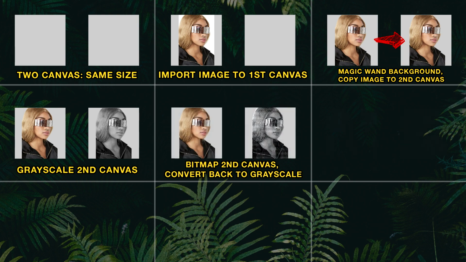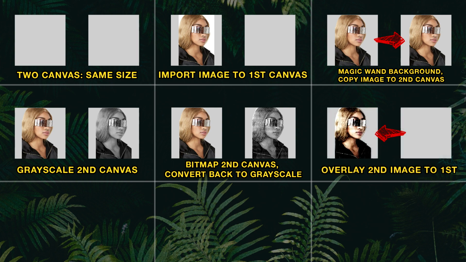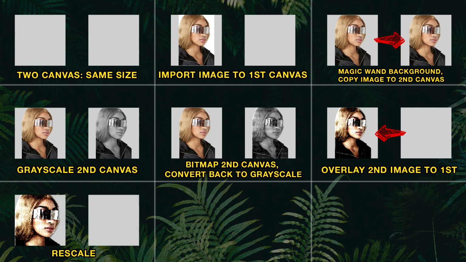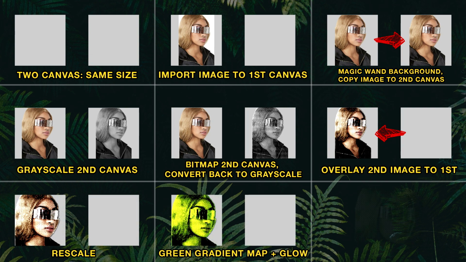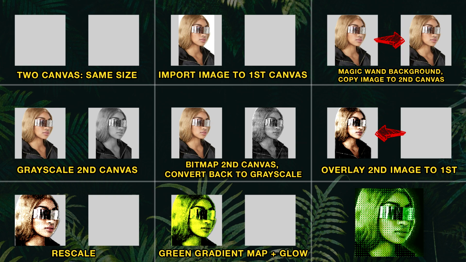canvas. Then we will transfer the image on the second canvas and overlay it with the image on the first canvas. Next we will rescale it to our liking, then add a green gradient map and glow effect. So let's get started.